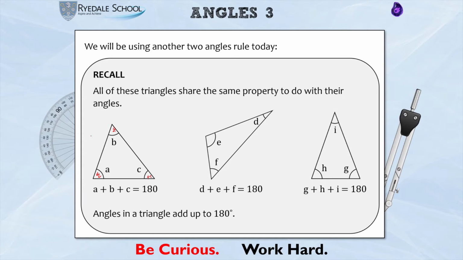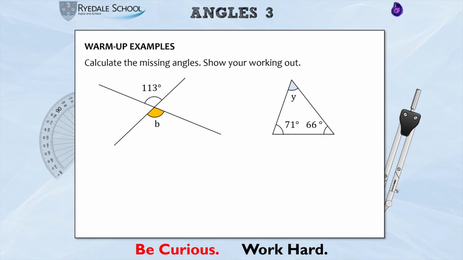Now what that means is if we know the size of two of these angles, we can calculate the third one. We'll start with a couple of easier examples, and then we'll progress on to a slightly more complicated diagram. In this first diagram, you can see we've got some opposite angles. We've got two straight lines that are crossing, so immediately we should be able to say what the size of angle B is. B is 113 degrees, and I'm just going to say why: it's because it is an opposite angle.